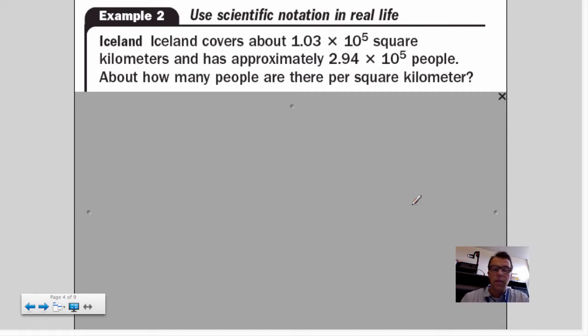Here's an example of scientific notation. So Iceland covers about 1.03 times 10 to the 5th power square kilometers. Nice. Iceland is an island up in the North Atlantic. Beautiful island. Has approximately 2.94 times 10 to the 5th people. Kind of weird way to say the population, but how many people are there per square kilometer?